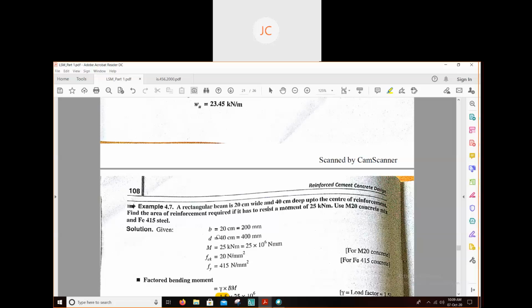All of you try the problem now. In the same problem, factored moment of 30 kilonewton meter, and grade of concrete is M25 and steel is Fe500. All of you solve the question now.